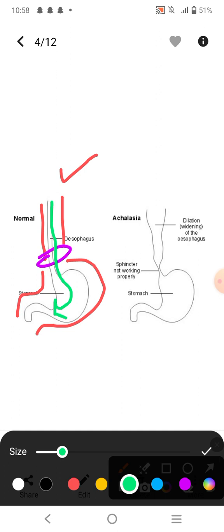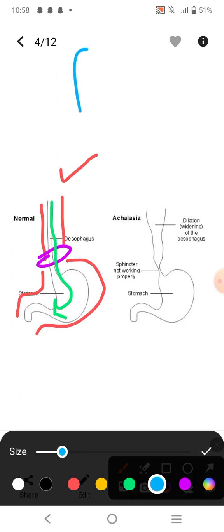But in the case of Achalasia cardia, what happens? Before going to Achalasia cardia, just understand that there are two main things in your esophagus. One is muscles and number two is nerves. In Achalasia cardia, there is dysfunction of both the muscles and the nerves, but initially and especially there is dysfunction of the nerves.